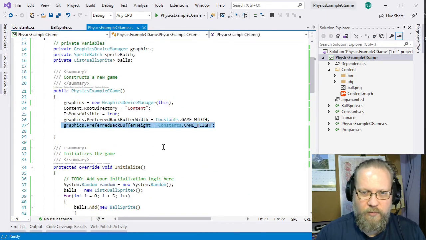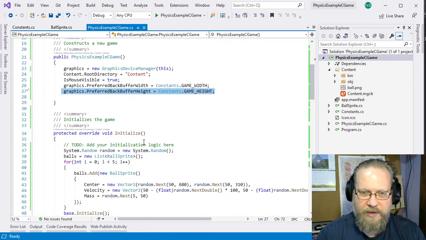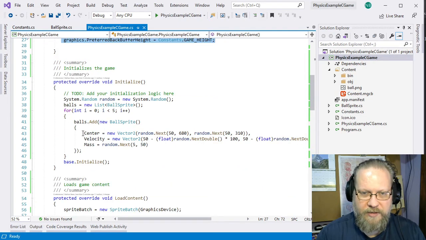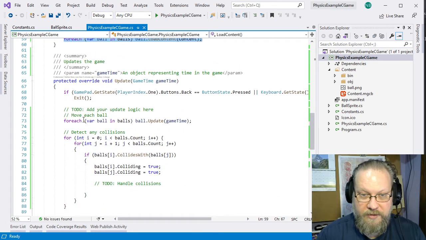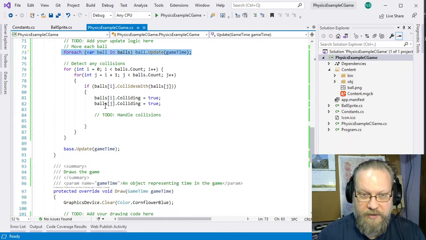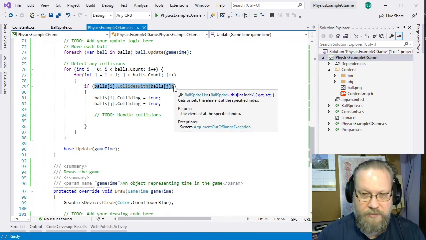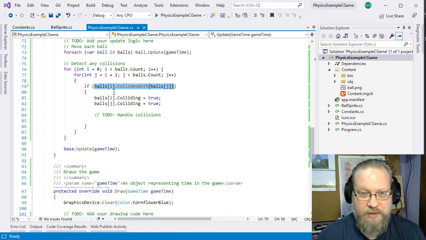So let's real quick walk through what we're doing here. We set up our game width and height. Initialize our balls. The balls have a center, a velocity, and a mass, and we're just giving random values that fall into a reasonable range for those. We're going to load all the balls, and we're going to move all the balls. And then we're also doing some collision detection here, and we're using a very similar method to the circle-on-circle collisions. That's actually exactly what we're using, but it's put into the ball sprite instead of its own class.